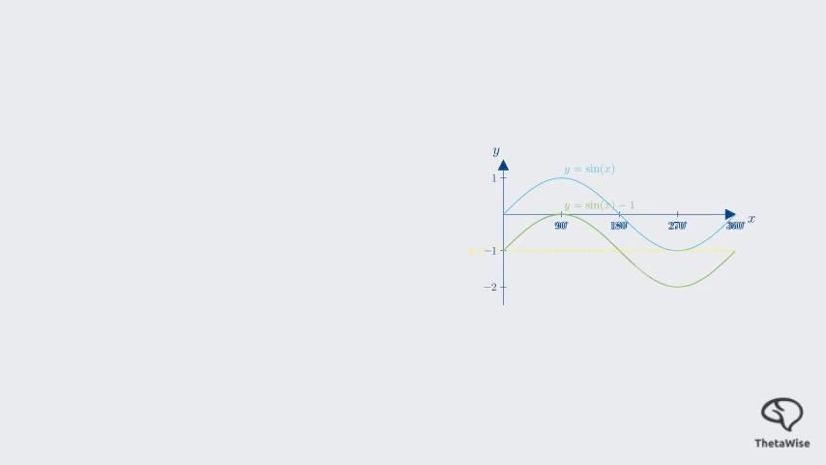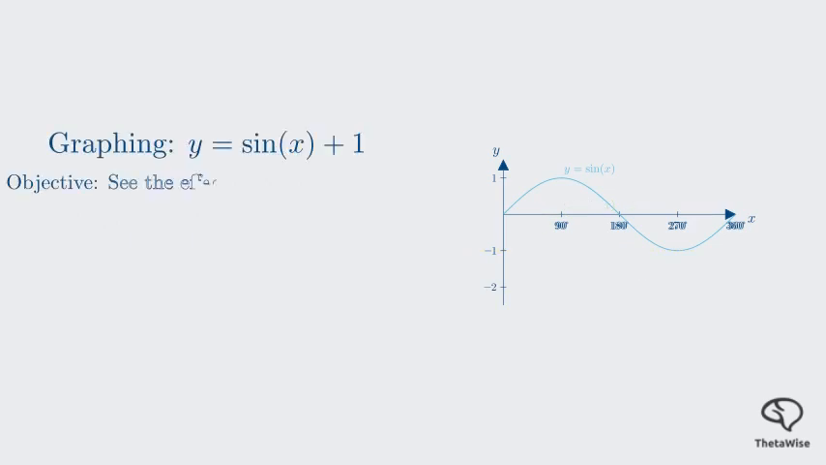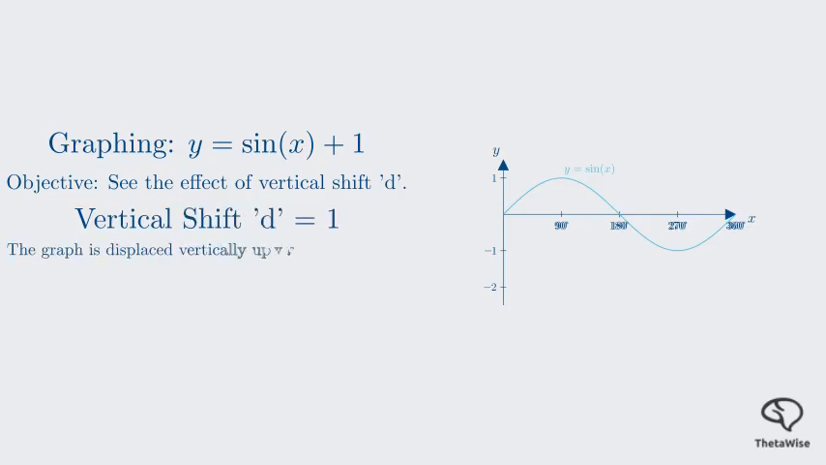Next, let's consider y equals sine of x plus 1. Here, the vertical shift d is positive 1. As expected, the document says the graph is displaced vertically upwards by 1 unit. A plus 1 outside the function adds 1 to every y value. So, our new graph will be centered around the line y equals 1. Its oscillation will be between 0 and 2.